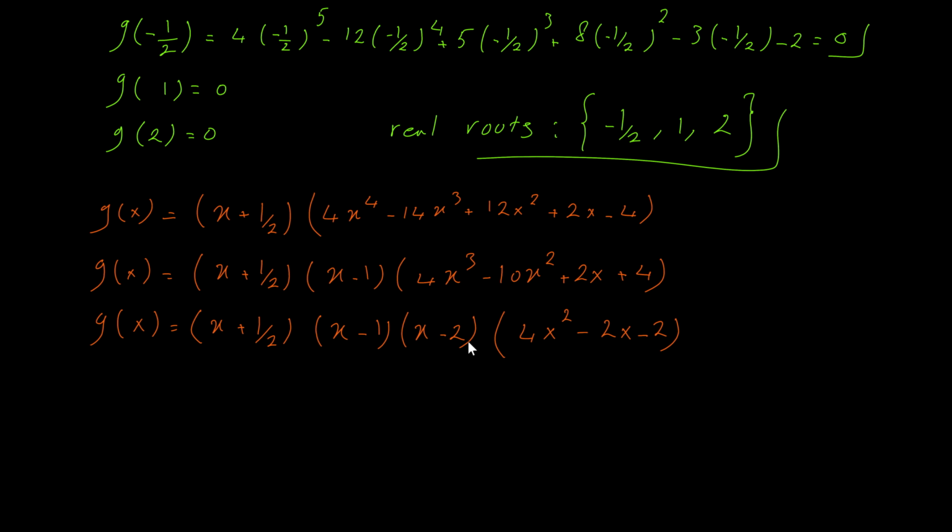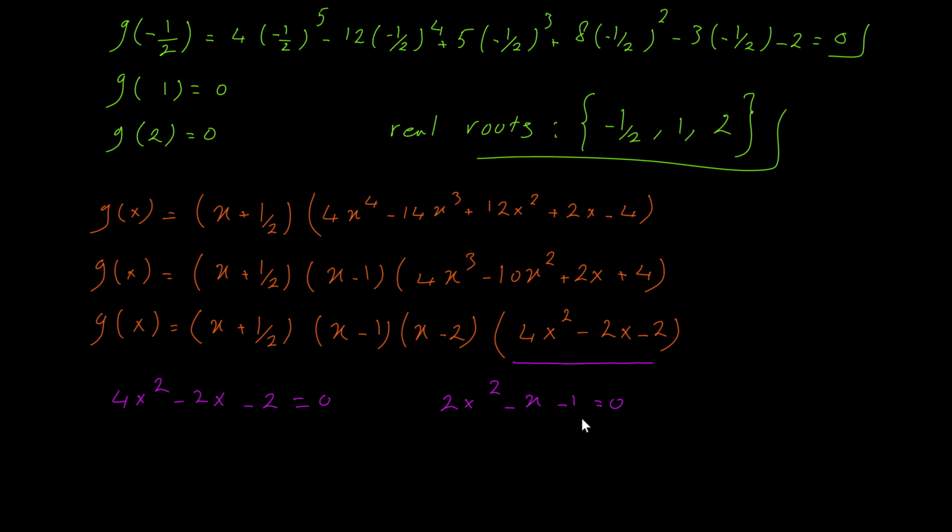Now we used all three roots that we had, we factored them out, and we are left with that polynomial. For this polynomial, 4x squared minus 2x minus 2, we need to find the two roots that it is going to give us. What I'm going to do first is divide the whole thing by 2 to get a simpler polynomial, 2x squared minus x minus 1.